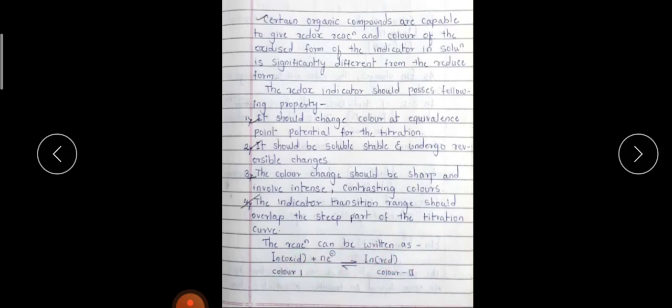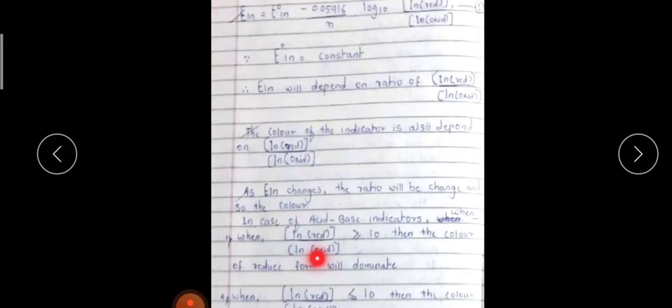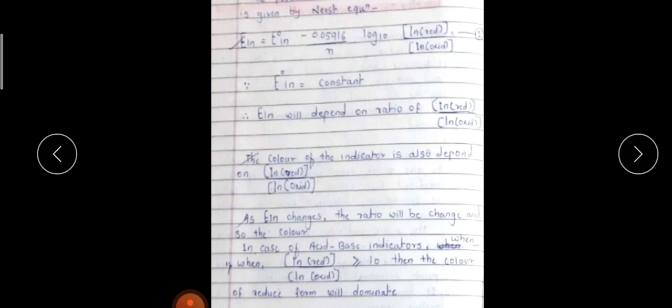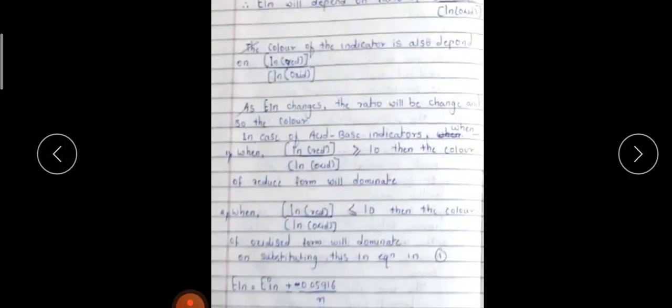This is the reaction, written in general. Then we applied the Nernst equation for this. Then on this ratio only, which ratio? The activity of the indicator in the reduced form to the activity of the indicator in the oxidized form is very important. We have seen which color will dominate: when this value is greater than or equal to 10, the reduced form color will dominate, and if it is less than 10, then the oxidized form color will dominate. That you have to remember.